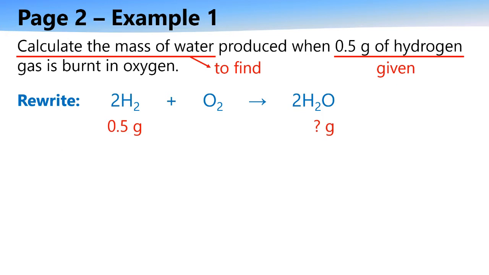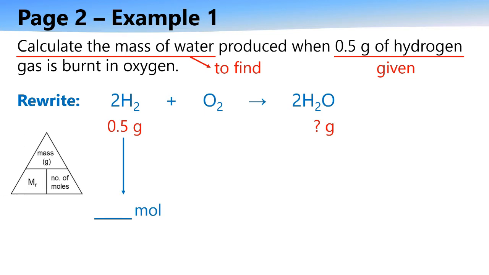So how many grams of water will I produce given that I have 0.5 grams of hydrogen? As the junction method implies, I need to take the junction to go to moles first. So let's convert 0.5 grams of hydrogen. How many moles would that be? Think about it. How to convert mass to mole?